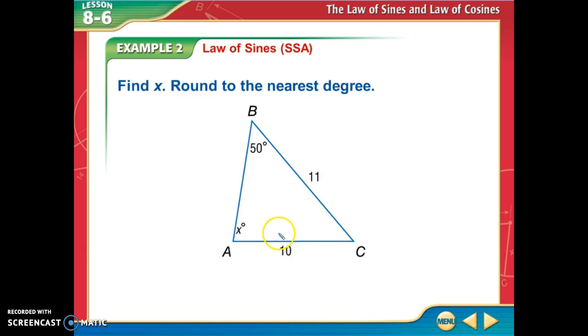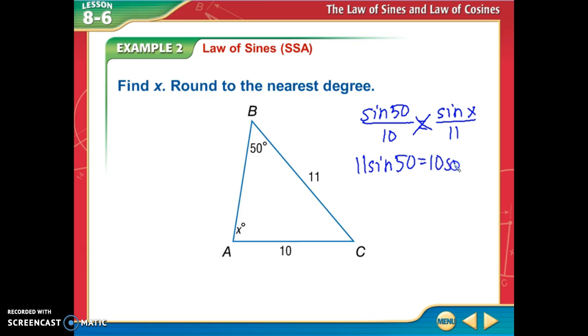I'm going to write a proportion just like before. So I'm going to say sine of 50 over 10, 10 is the side opposite 50, equals sine of x over 11. I have a proportion, so I cross multiply. So 11 sine 50 equals 10 sine x, right? I want to get this x by itself, so first I'm going to get rid of 10. I've got to slowly work my way in, right? So I get 11 sine 50 over 10 equals sine x, right? To cancel out the sine, I do an inverse sine of both sides.